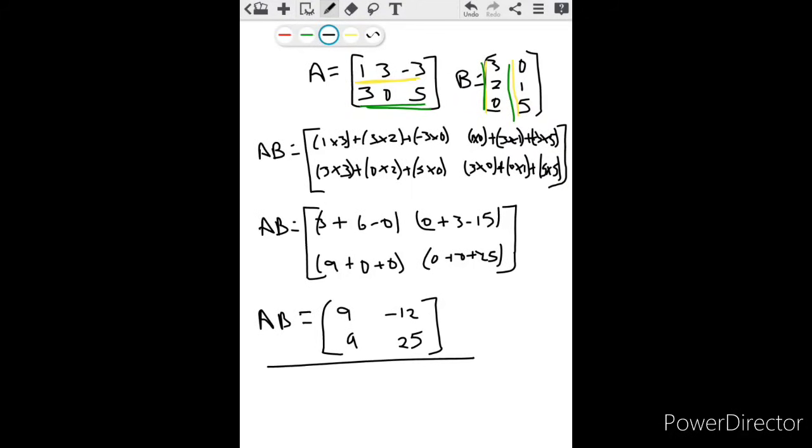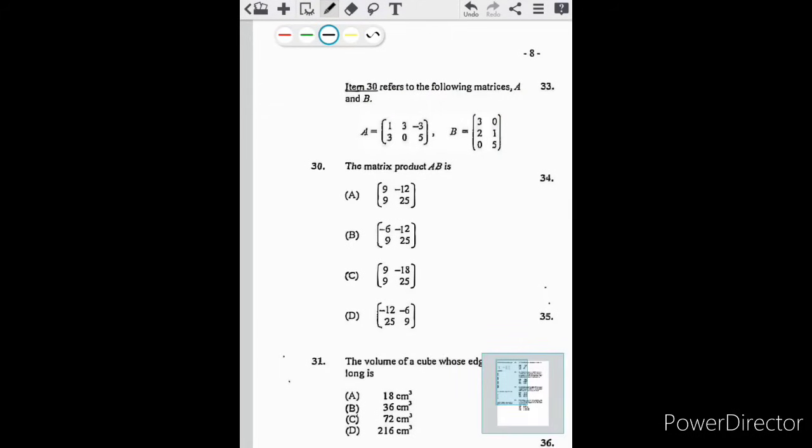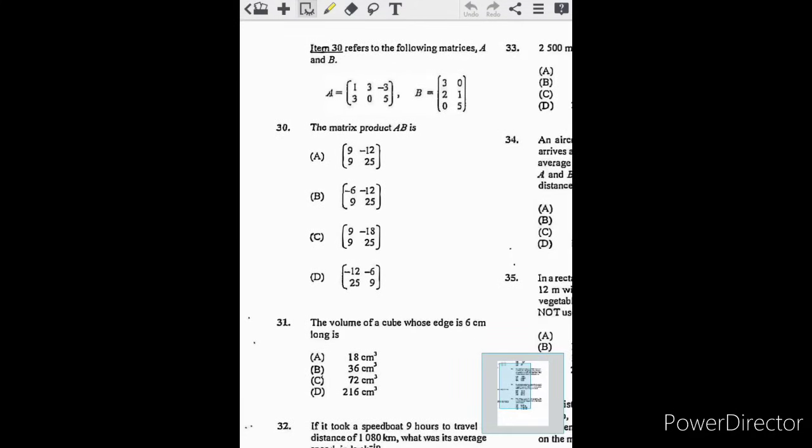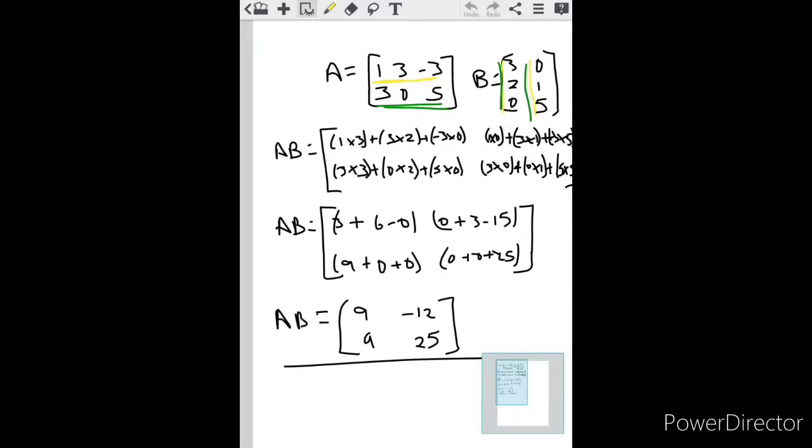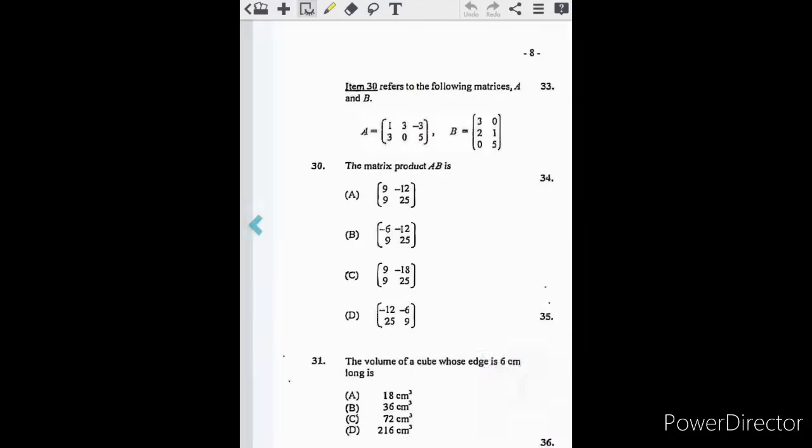And that answer would be option, I can't remember what we wrote. Let's just have a look once again. What was our answer? Let's see. 9, 9, negative 12, 25. Yes, so it's A.